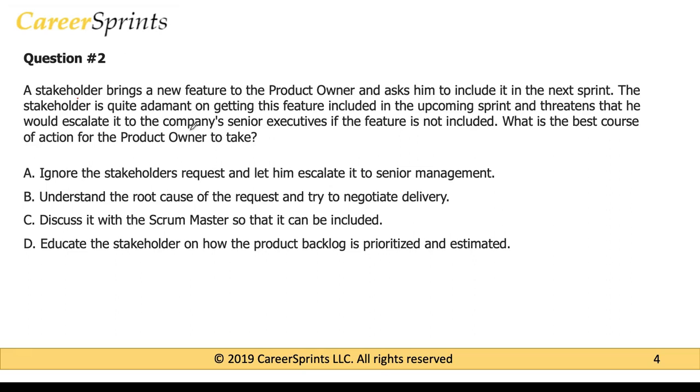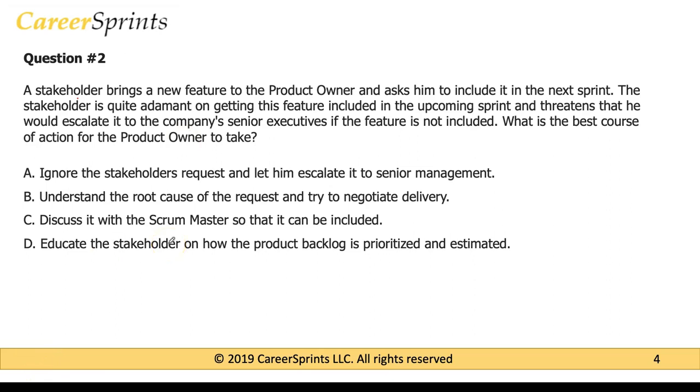Option A. Ignore the stakeholder's request and let him escalate it to senior management. Option B. Understand the root cause of the request and try to negotiate delivery. Option C. Discuss it with the Scrum Master so that it can be included. And option D. Educate the stakeholder on how the product backlog is prioritized and estimated. So take a couple of seconds, pause the video, think about the answer, and choose your answer.